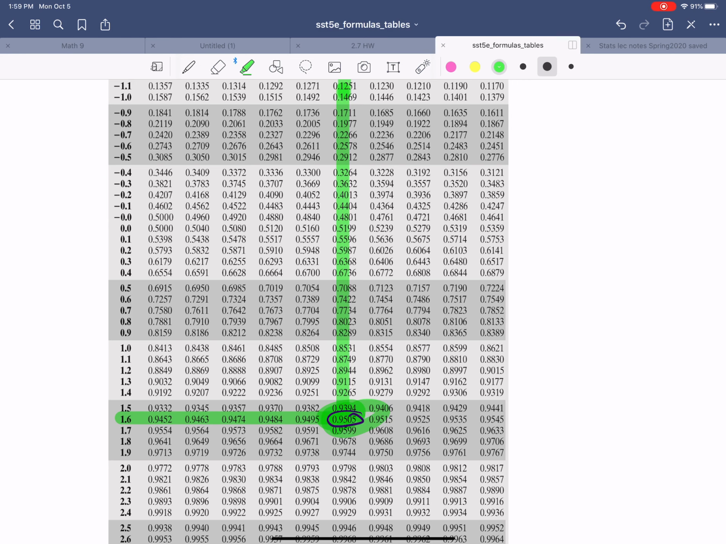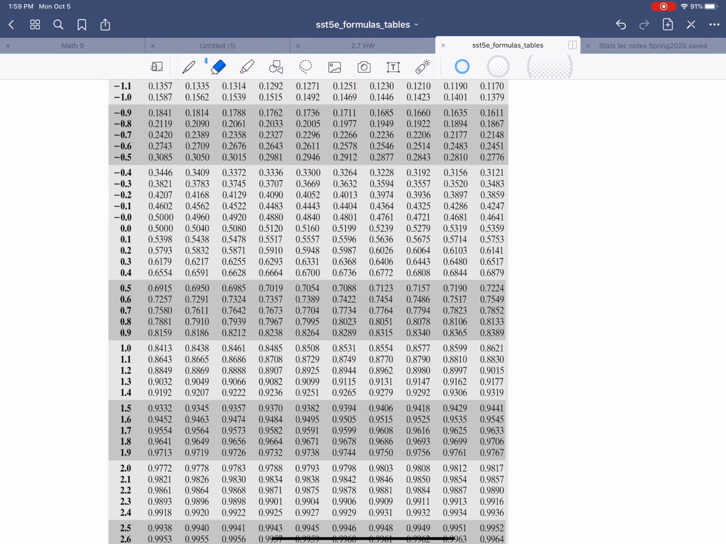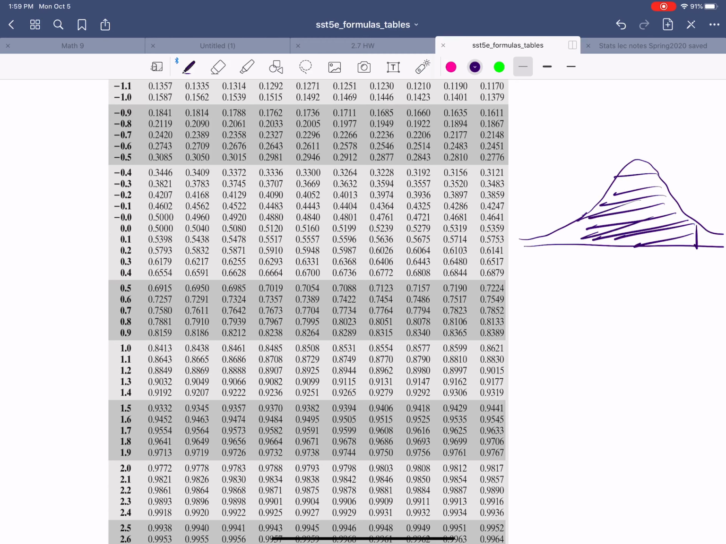Now let's go back to the table. If you want to find out what z-score corresponds to, what is the z-score? So let me draw the curve here. What is the z-score that has 0.9279 area to its left? What is the z-score that has 0.9279 area to its left? So I'm going to have to look for this number in the body of the table, 0.9279.